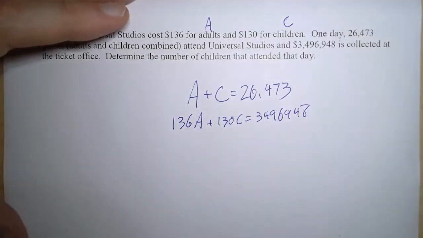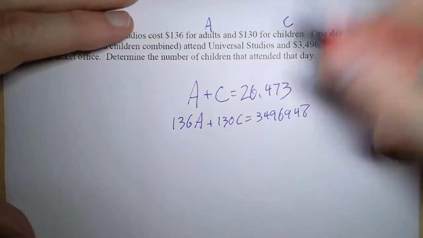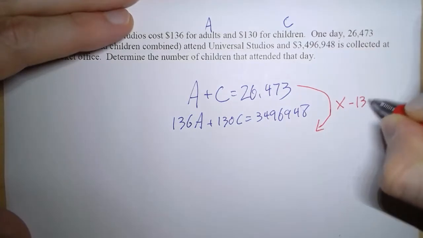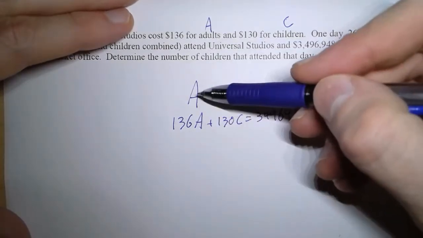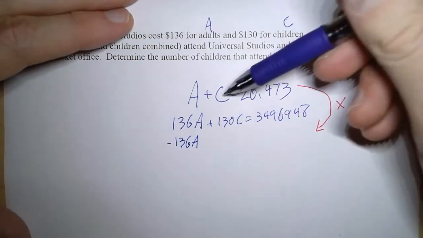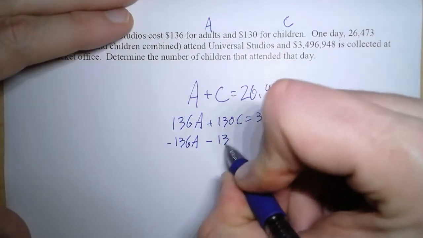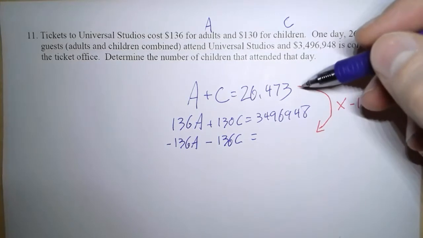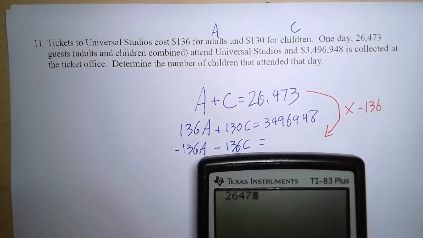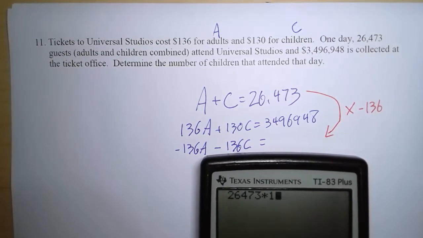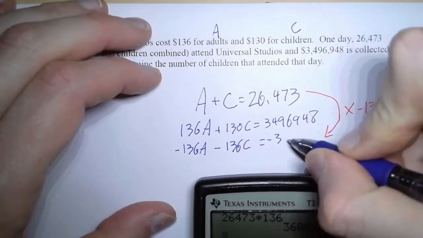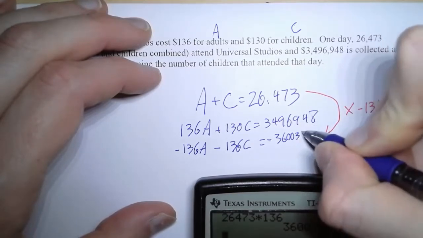And so what I'm going to do is take this equation up top and multiply the whole thing by negative 136. So if I multiply negative 136 by A, I have negative 136A. If I multiply negative 136 by C, minus 136C. And if I multiply negative 136 by 26,473, let's get a calculator. 26,473 times 136. There we go. We get negative 3,600,328.